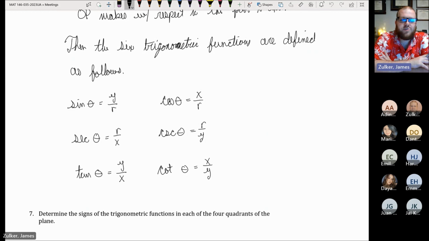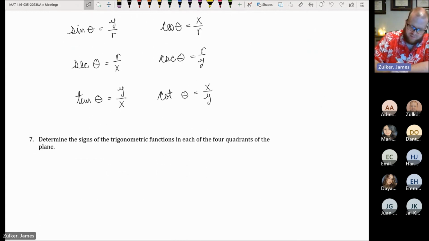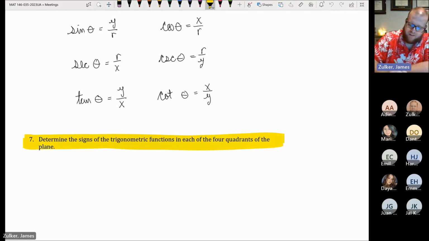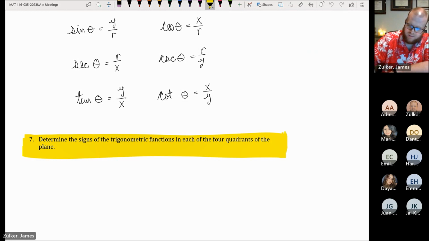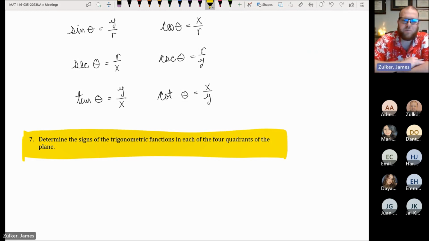What we are going to do is determine the sign of these 6 trigonometric functions in each of the 4 quadrants. This is a very important problem. The results are going to be extremely useful.